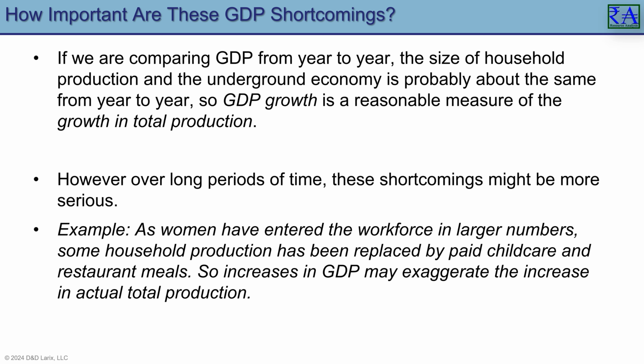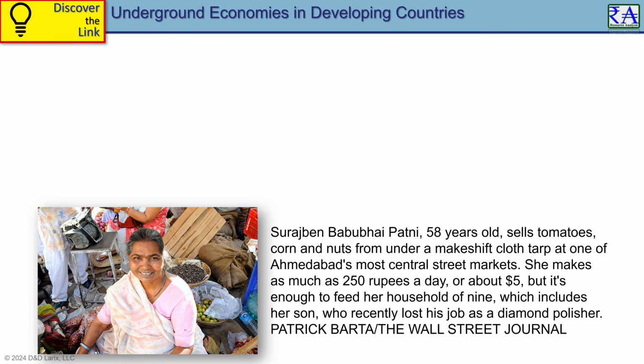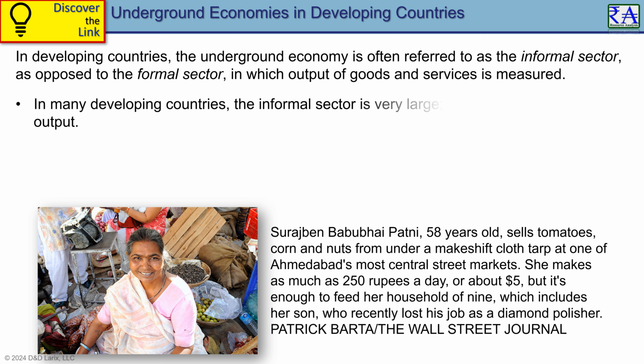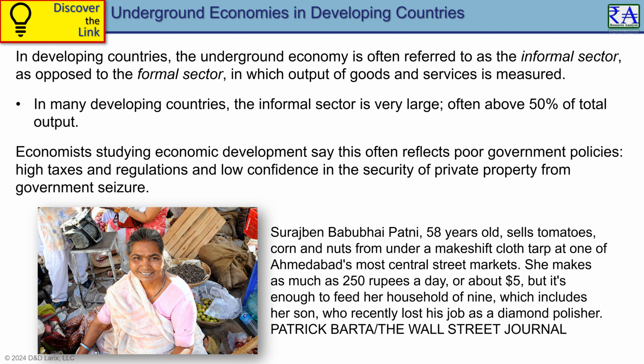In developing countries, the underground economy, often referred to as the informal sector, plays a significant role. Unlike the formal sector, the output of goods and services in the informal sector is not measured. In many developing countries, this informal sector can account for over 50% of total output. This large informal economy often results from high taxes, excessive regulations, and low confidence in the security of private property from government seizure. The underground economy provides a critical source of income for many households, especially in time of economic uncertainty.